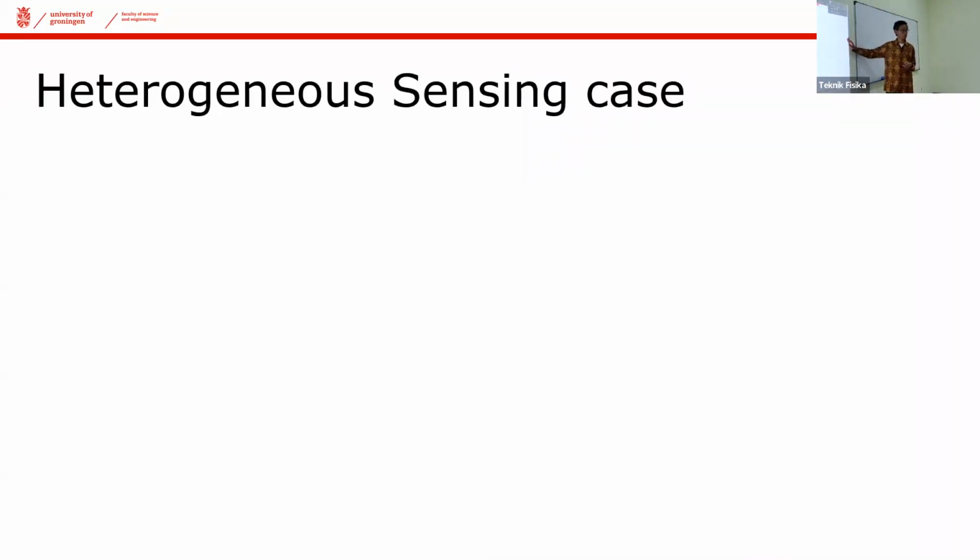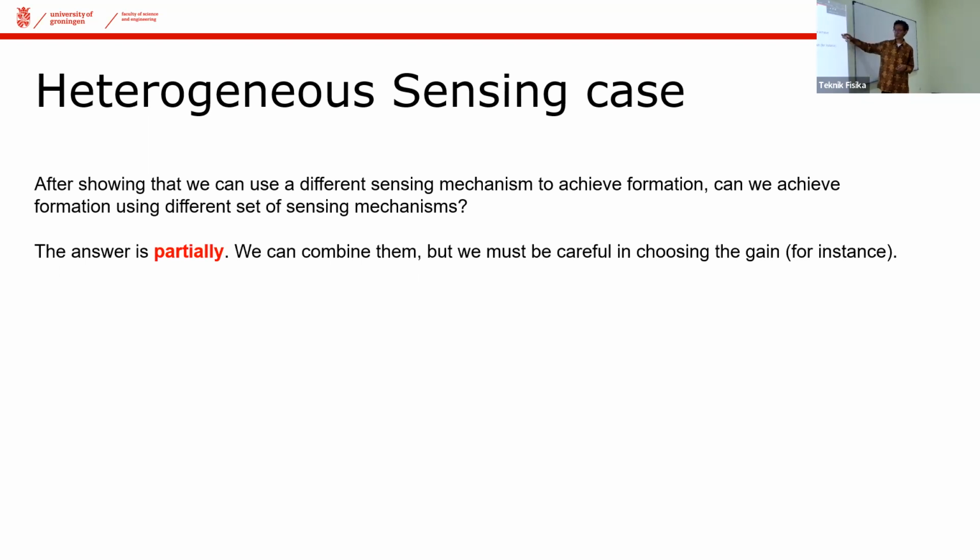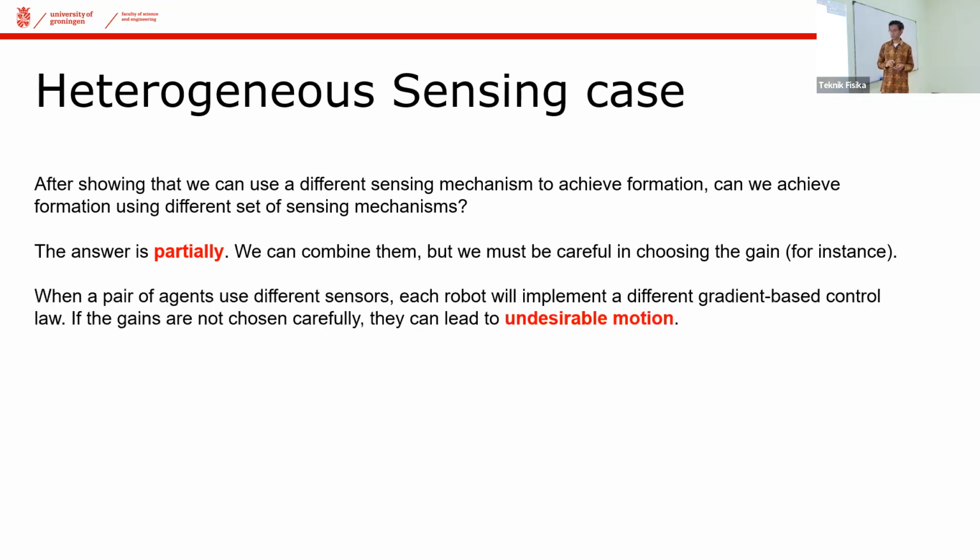Now, the heterogeneous sensing case. I'm going to try to make it very fast. The problem now is, imagine that I'm going to implement different types of sensors. Why do we want to implement different types of sensors? Because maybe one sensor is more expensive than the other one, so you try to do a mix of those. One is very accurate, the other one is cheap, and you try to combine them. So can we achieve formations using a different set of sensing mechanisms? The answer is partially. We can combine them, but we have to be careful. Sometimes we have to be careful with the gain, for instance.